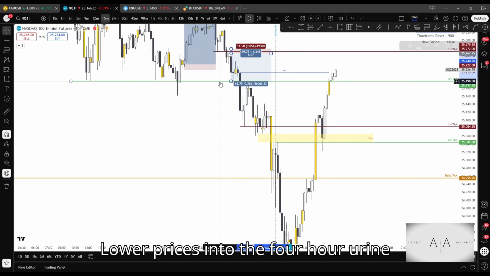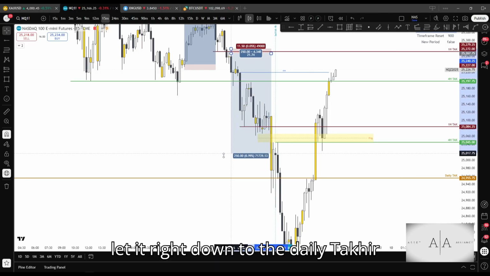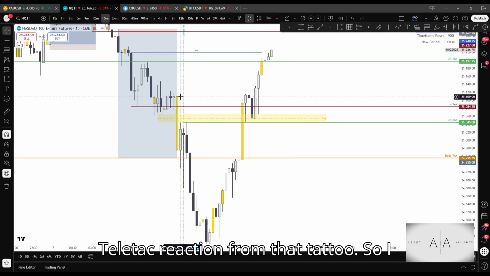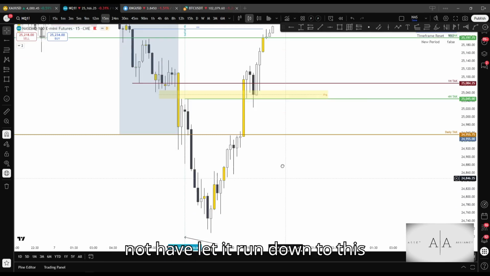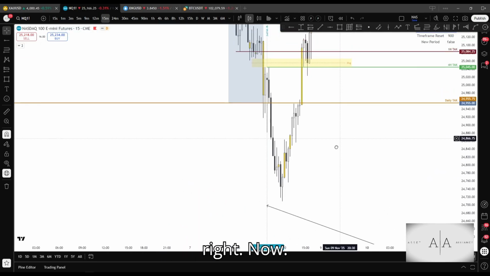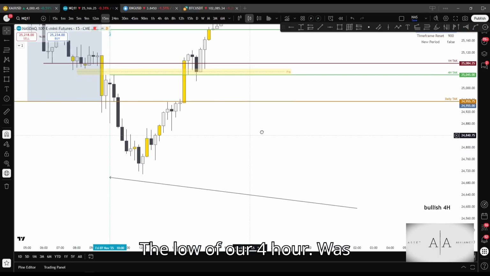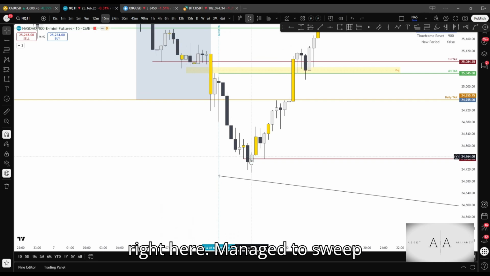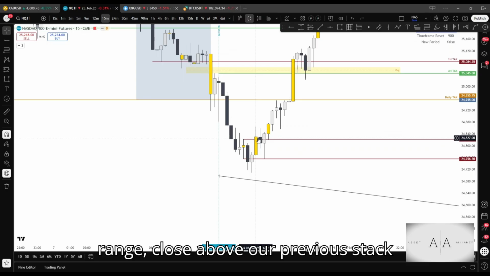Lower prices into the 4-hour, you're in break even and you took a small partial. Let it ride down to the daily tag here. Daily tag reaction from that tag too, so I would have gotten out 100% here. I would not have let it run down to this, right? Now, at this point, the low of our 4-hour was right here. Managed to sweep it, close under it, come back into that range, close above our previous tag again, so you're bullish.